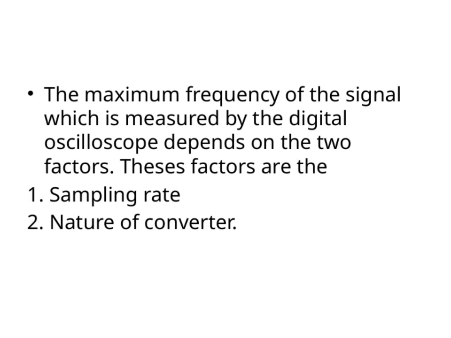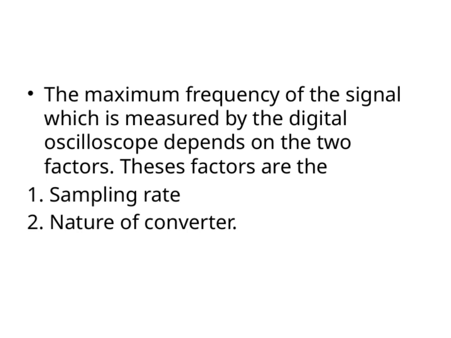The maximum frequency of the signal that a digital oscilloscope can measure actually depends on two main factors. The first one is the sampling rate, which determines how often the oscilloscope takes a snapshot of the signal. The higher the sampling rate, the better the scope can capture rapid changes in the signal's waveform. The second factor is the nature of the converter itself, meaning the quality and design of the analog-to-digital converter. A more advanced converter can accurately convert higher frequency signals, allowing for more precise measurements.